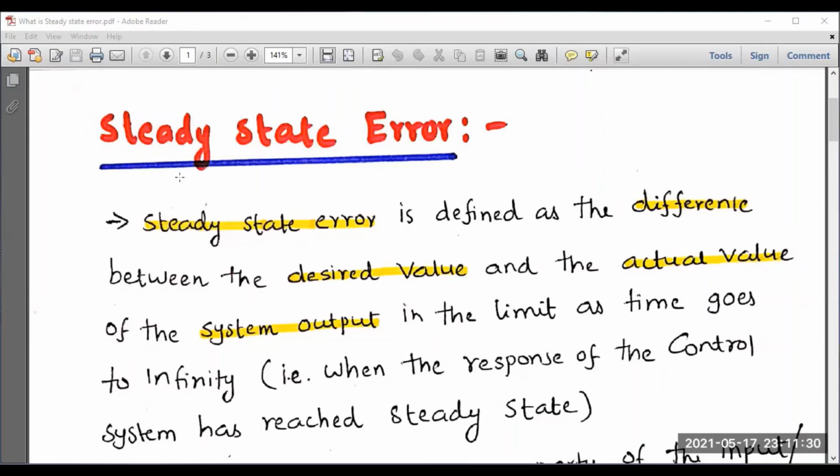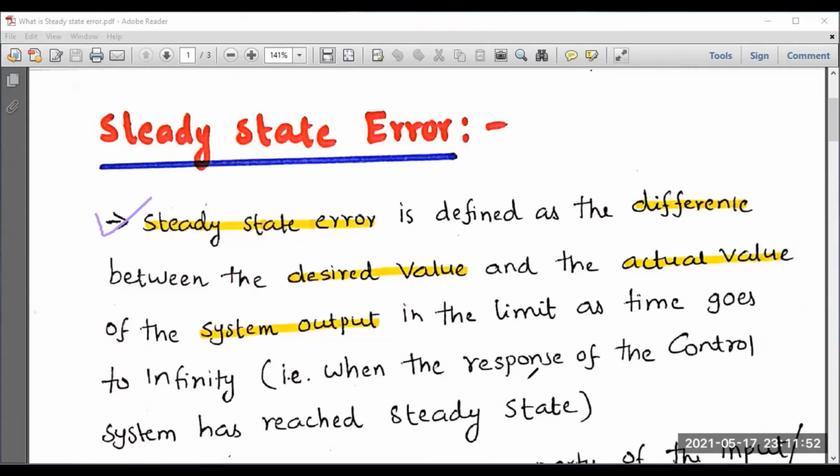In this session, I'll be discussing the importance of steady state error. Let's understand what we mean by steady state error first. Moving on to the definition: steady state error is defined as the difference between the desired value and the actual value of the system output as the time goes to infinity.